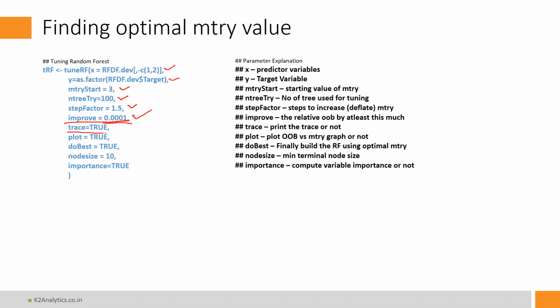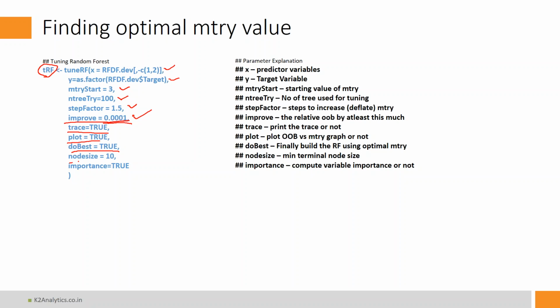Trace equal to true. What is trace equal to true? It says that as you keep doing iterations, you show me the output of each iteration. Plot equal to true says that as you do iterations, keep making a plot also, so I get a visual output, not just verbose output. Do best equal to true. After you have done lots of iterations with 3, 4, 6, 8, 10 variables, you have found out what is best. Take that best and build a model for me, and that best model will be stored in this object.